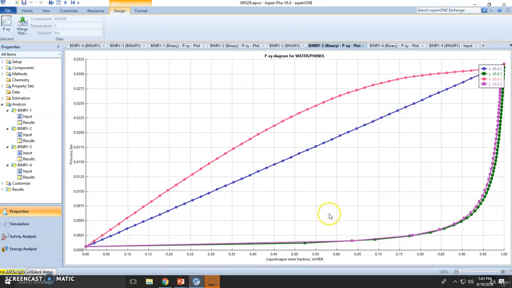So clearly we should model this with the real model rather than the ideal model. But that's up to you. If you stay with the ideal model, just ensure that you will have differences in your vapor liquid equilibrium data.